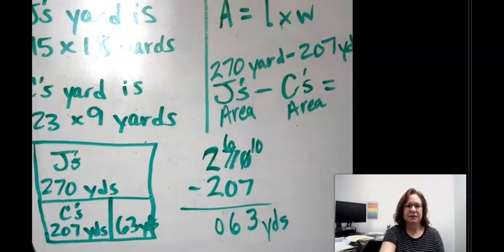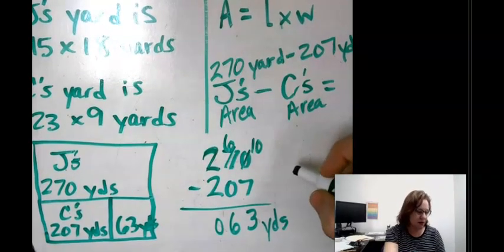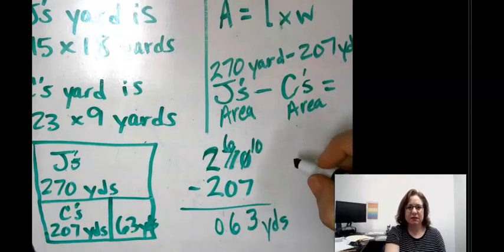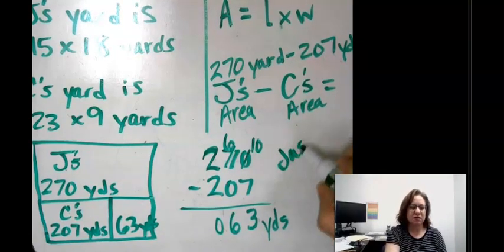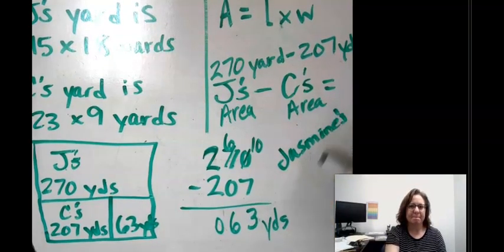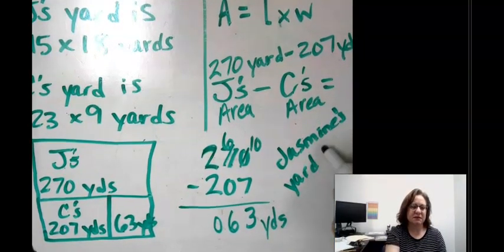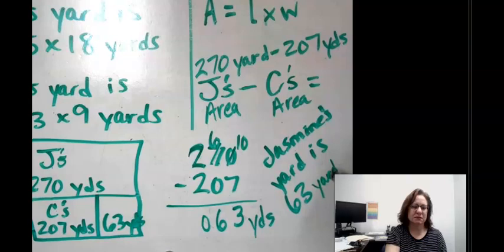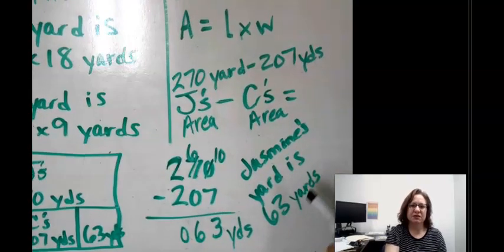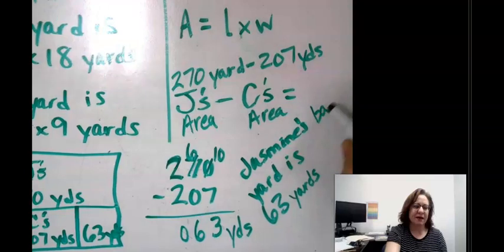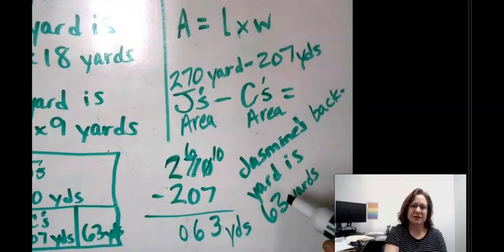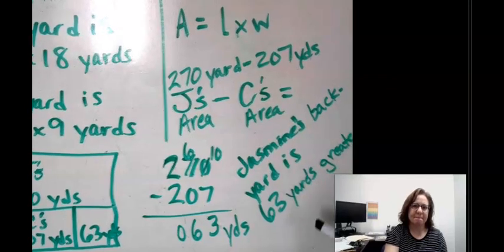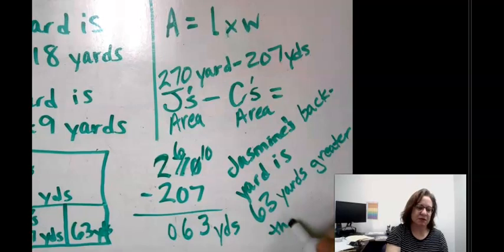Let's answer in a complete sentence. It was, how much greater is the area of Jasmine's yard than Carolyn's? Jasmine's yard is 63 yards. Let's not get confused here. Let's do this. Jasmine's backyard is 63 yards greater than Carolyn's.